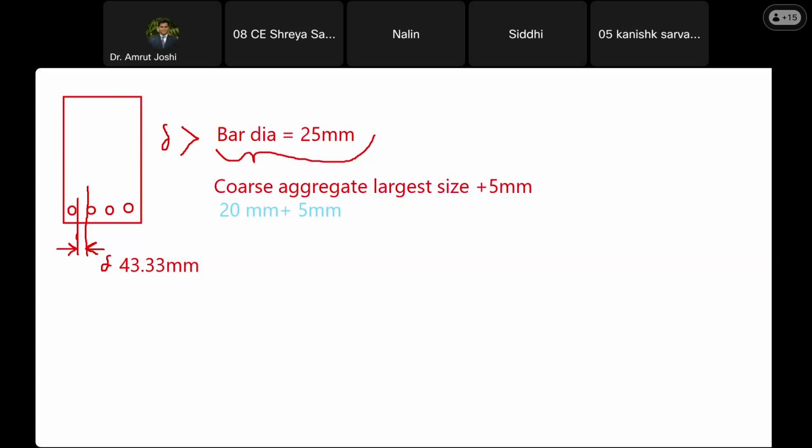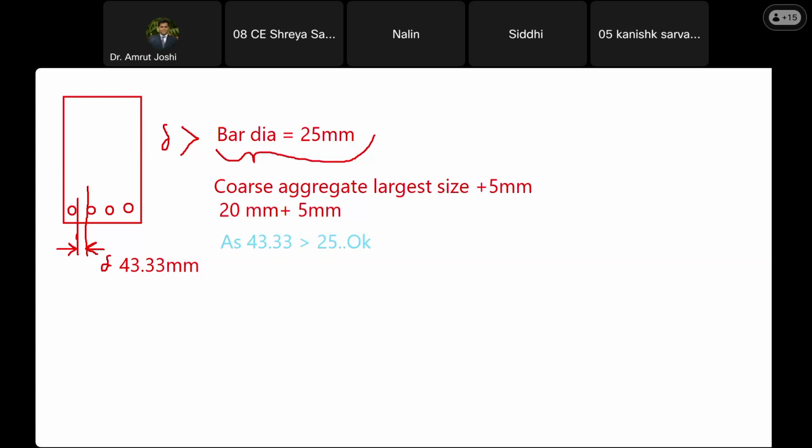So what I'm going to write is 43.33 is greater than 25. Therefore, okay. We can go ahead with providing 4 layers, 4 bars in 1 layer. Are you with me? Yes, sir.